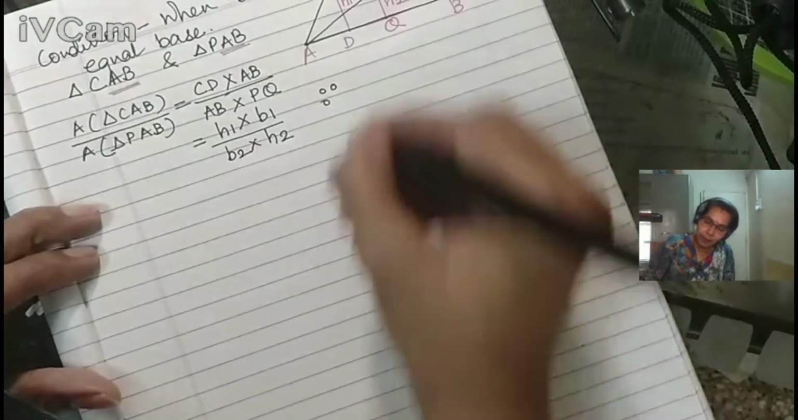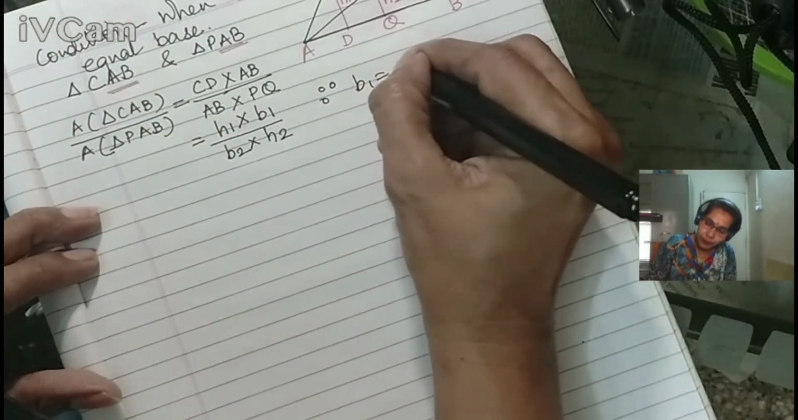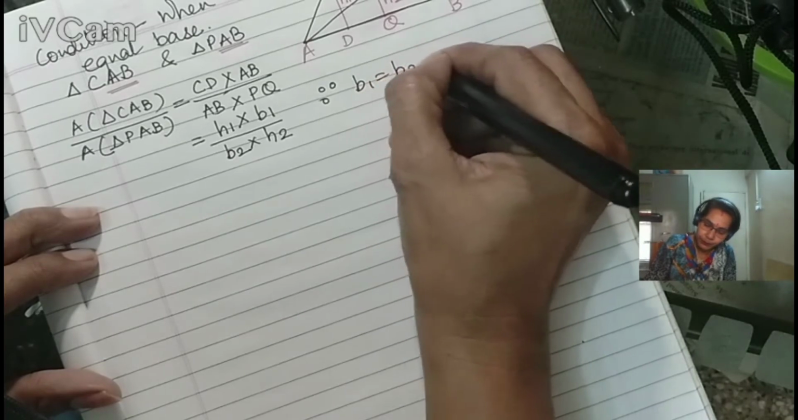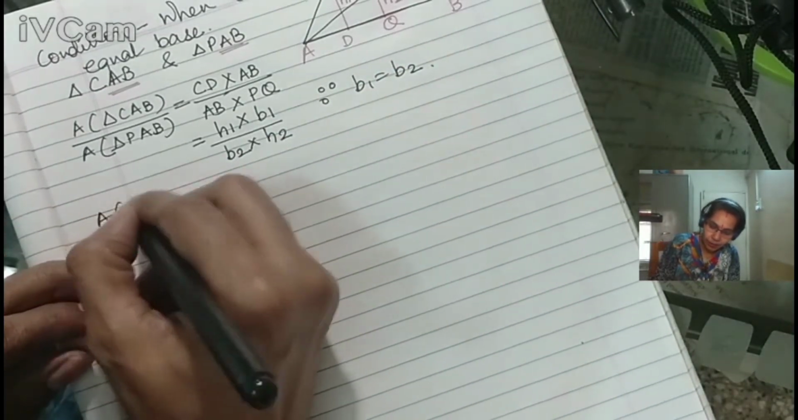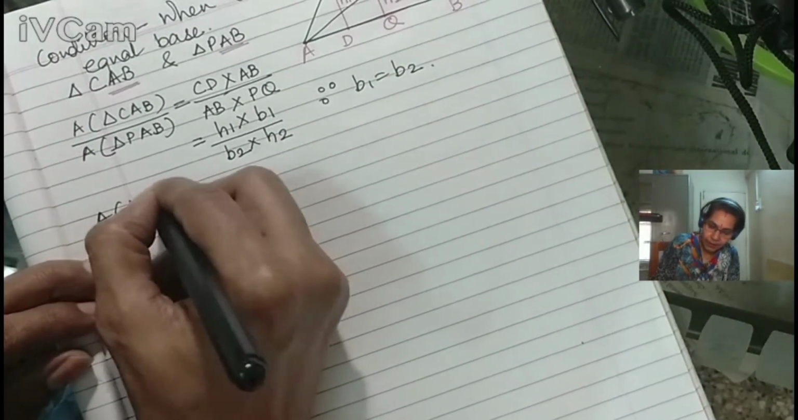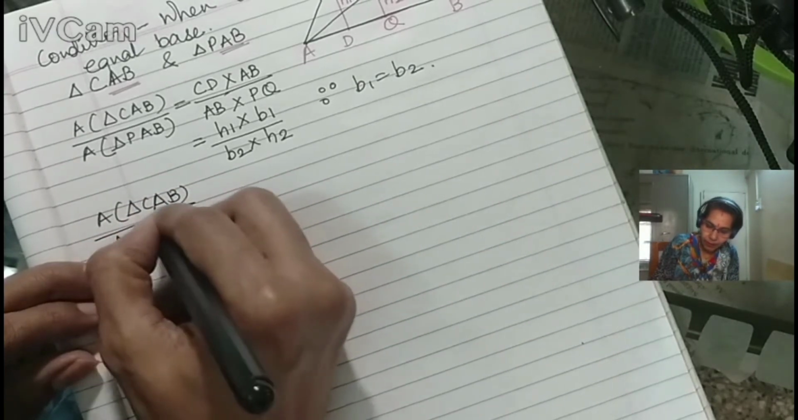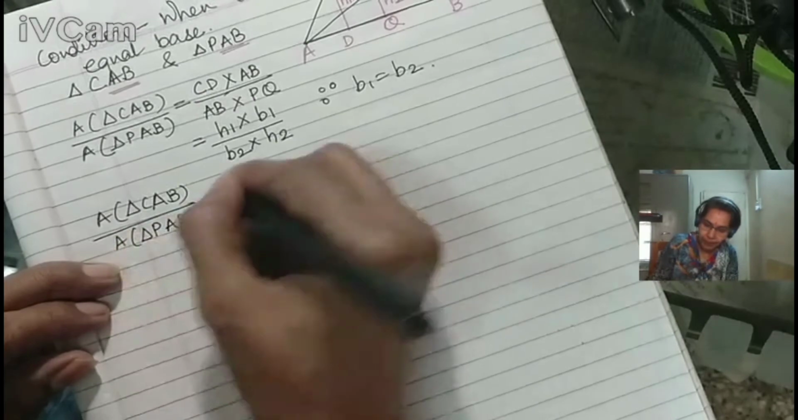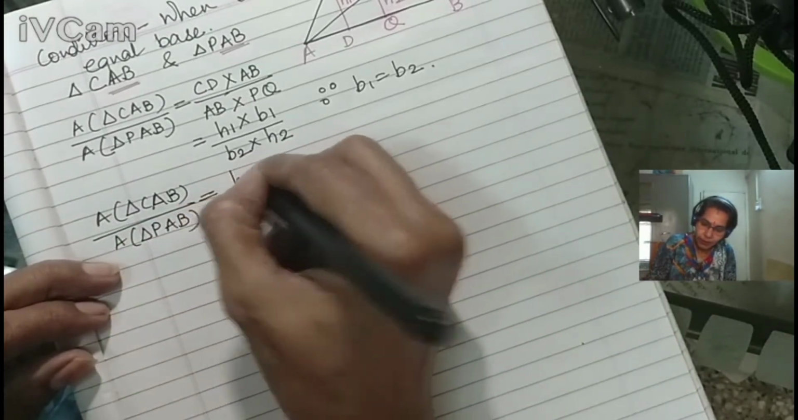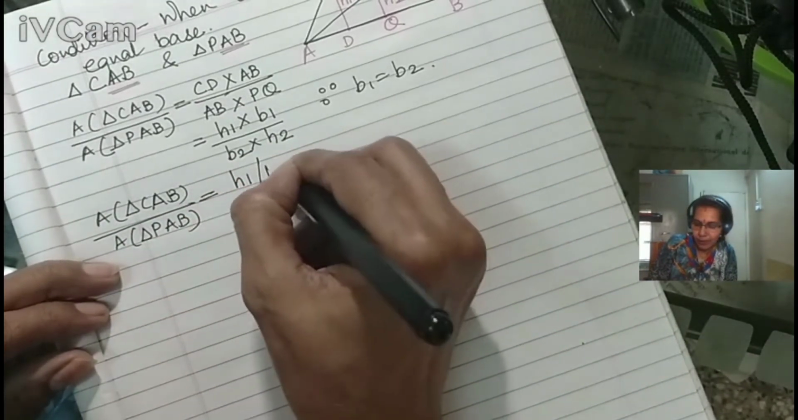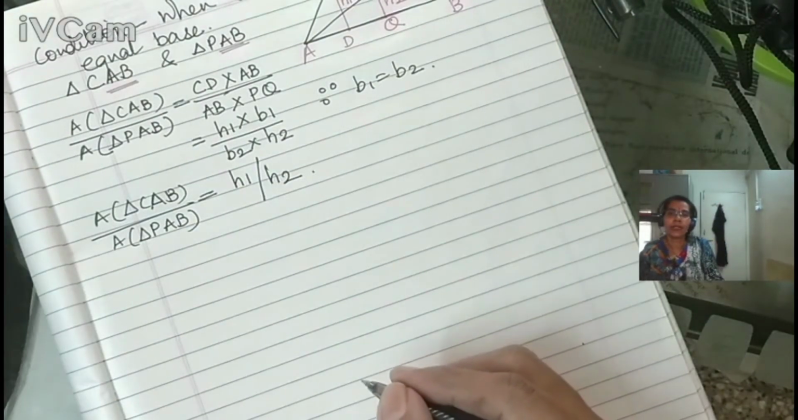Since B1 is equal to B2, area of triangle CAB upon area of triangle PAB is going to be equal to H1 upon H2.